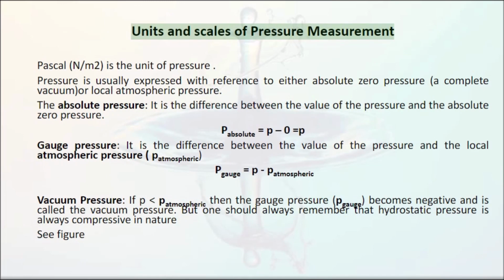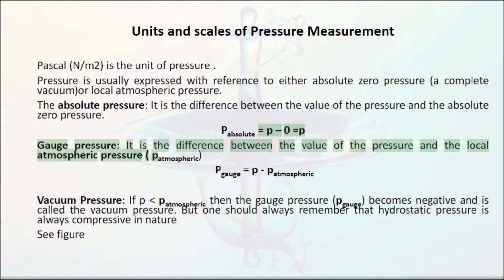Units and scales of pressure measurement. Pascal, N/m², is the unit of pressure. Pressure is usually expressed with reference to either absolute zero pressure, a complete vacuum, or local atmospheric pressure. The absolute pressure is the difference between the value of the pressure and the absolute zero pressure. P absolute equals P atmospheric plus P gauge.